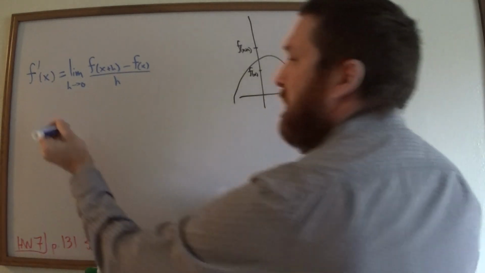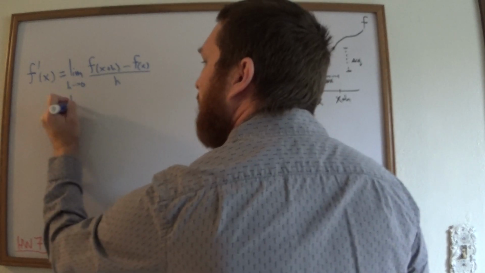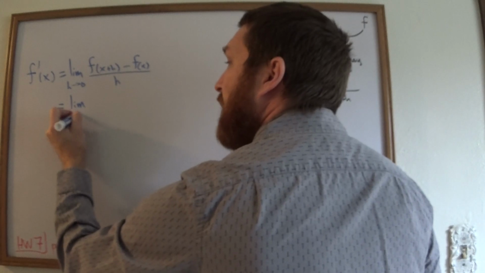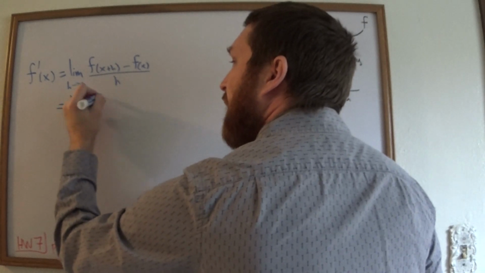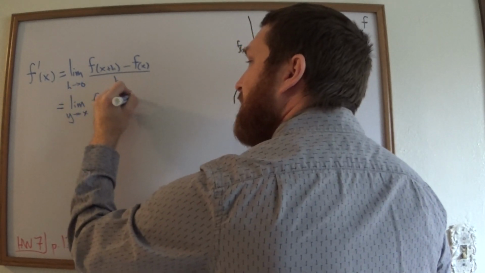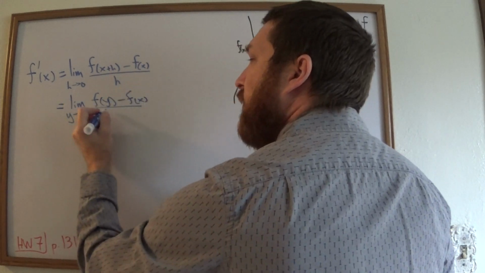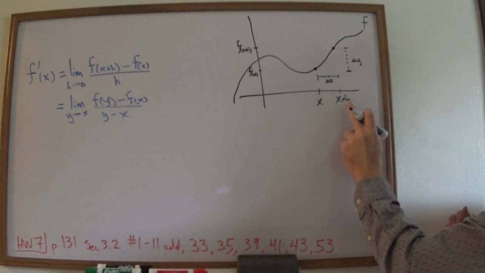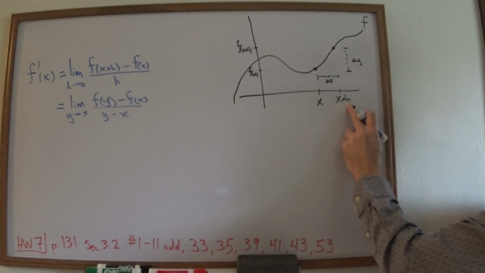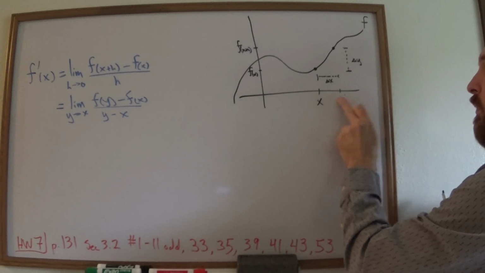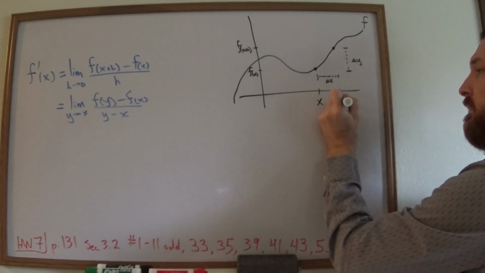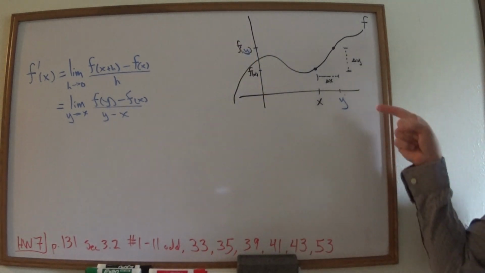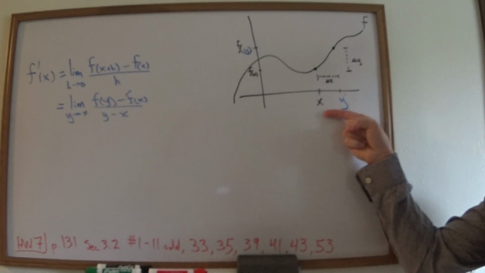Okay, so for instance, what you could do is something like the limit as maybe y goes to x of f of y minus f of x over y minus x. And you can see how that works, right? If I replace the x plus h with a y, that's all that's happening there. Now we have f of y, and we're just saying as y gets closer to x, that's what's going to happen.